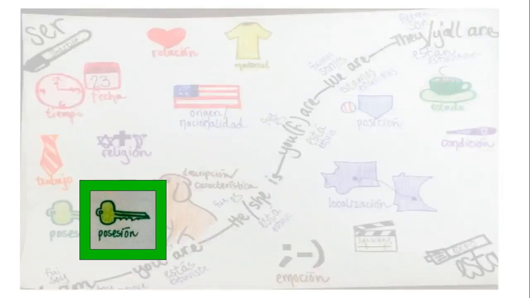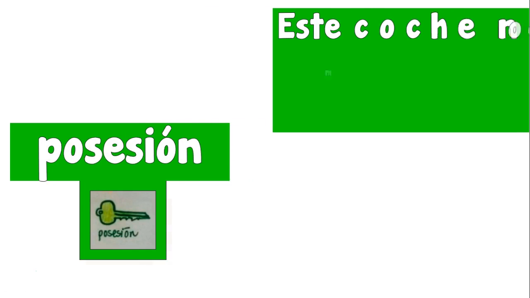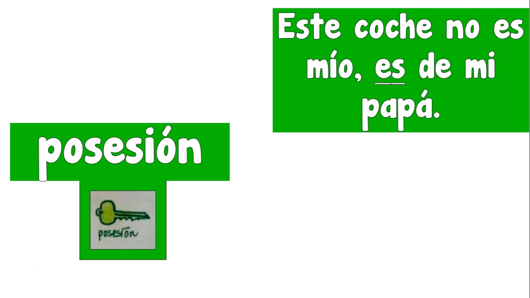Next up, we have possession. Again, this one can be a little tricky for students. We talk about things that are ours, or maybe in this case, that are somebody else's. Este coche no es mío, es de mi papá. This car is not mine, it's my dad's. Essentially, we're saying that this car belongs to my dad and we can't change that.